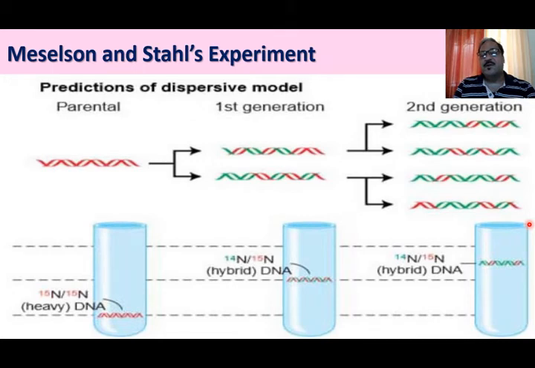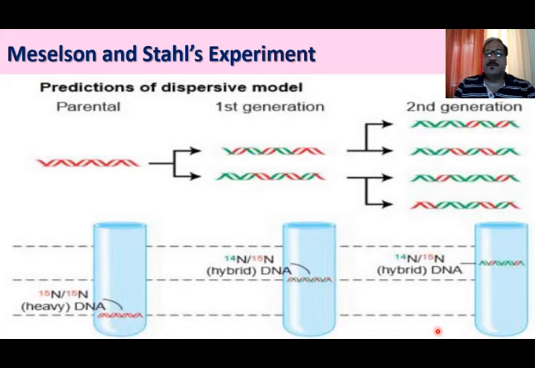Now, if the replication is dispersive, in the dispersive mechanism, we have seen that the newly formed DNAs and the parental DNAs would be mixed randomly in both the strands. So in this way, what would happen? The N14 and N15 would have mixed in both the daughter DNAs, as you can see here, and thus the density would be intermediate, and in the successive generation also it would be intermediate. So these were the three predictions.